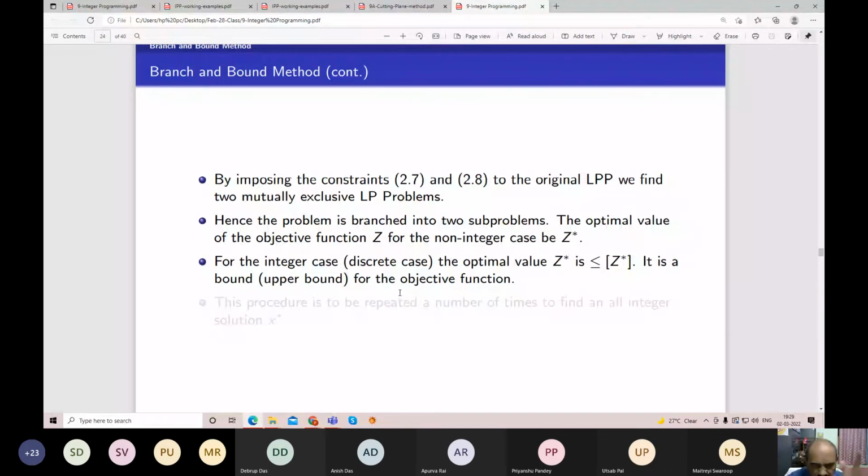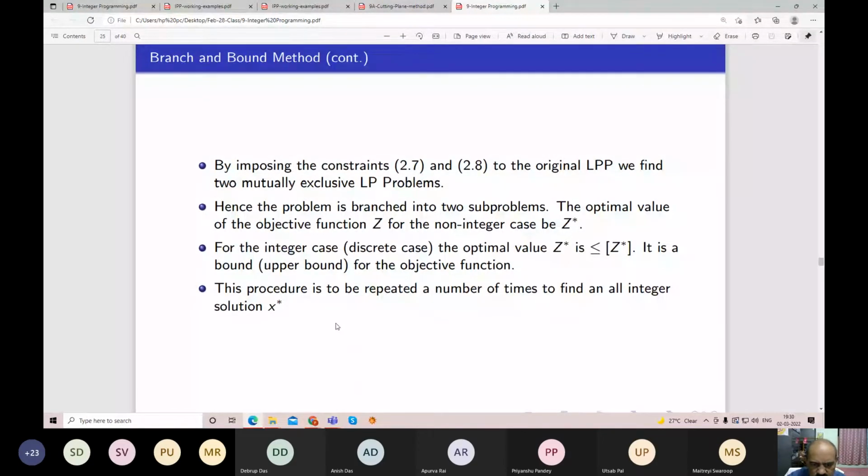Branch and bound. Branching is done. Now bound: we put a bound on the objective function. Once you are considering the integral value, this is less than or equal to the integral part of Z star. It is an upper bound for the objective function. This procedure is to be repeated a number of times to find an all-integer solution X star. We will explain this using some example. The steps are all right?